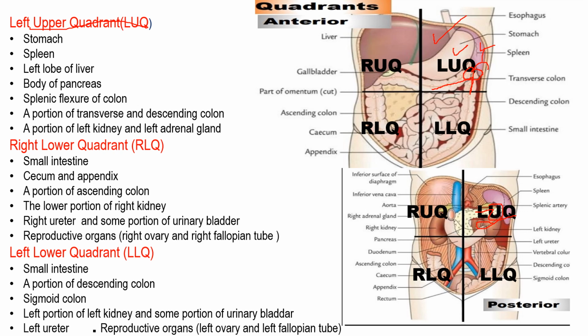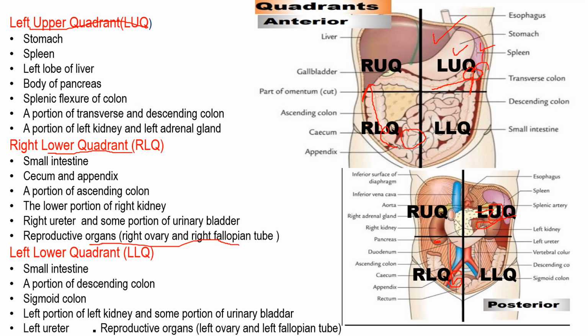Next quadrant is right lower quadrant, and this quadrant contains small intestine, parts of large intestine, that are appendix, cecum and ascending colon. And when we see from posterior view, then lower end of right kidney, right ureter and some portion of urinary bladder are present in right lower quadrant. Reproductive organs of females like right ovary and right fallopian tube are also present in right lower quadrant.